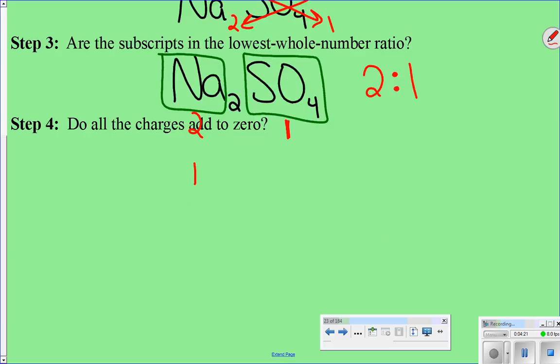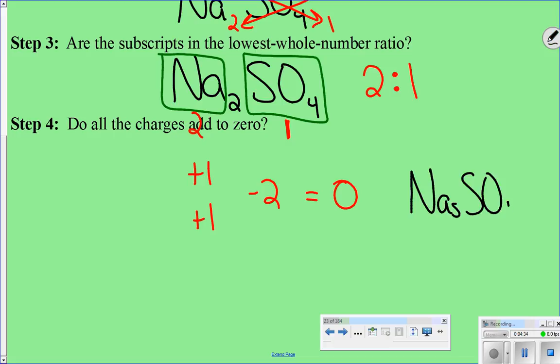Sodium's +1, we have 2 of them. Sulfate, we have 1 of them, and its charge is -2, giving us an overall charge of 0. So our charges did add up to 0. So our final compound, Na2SO4.